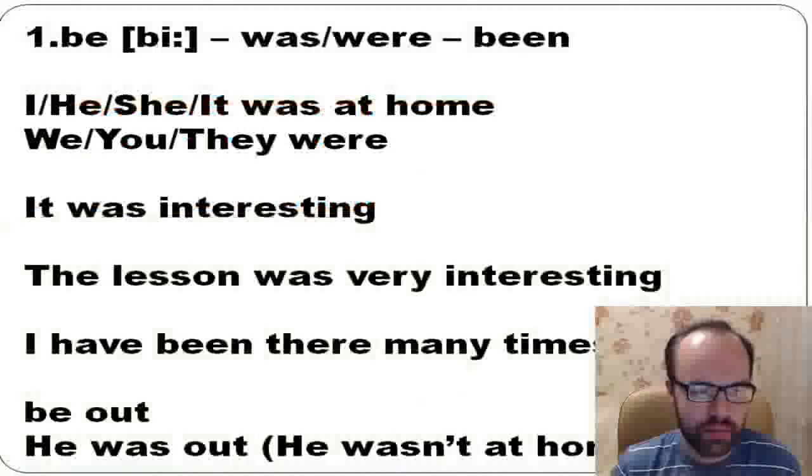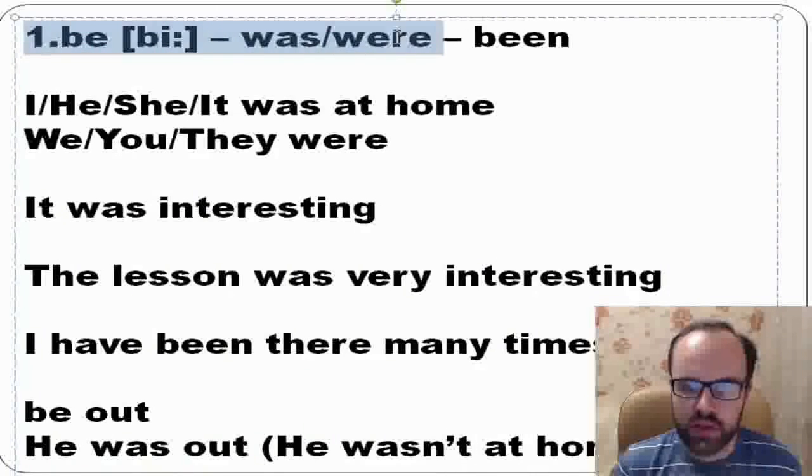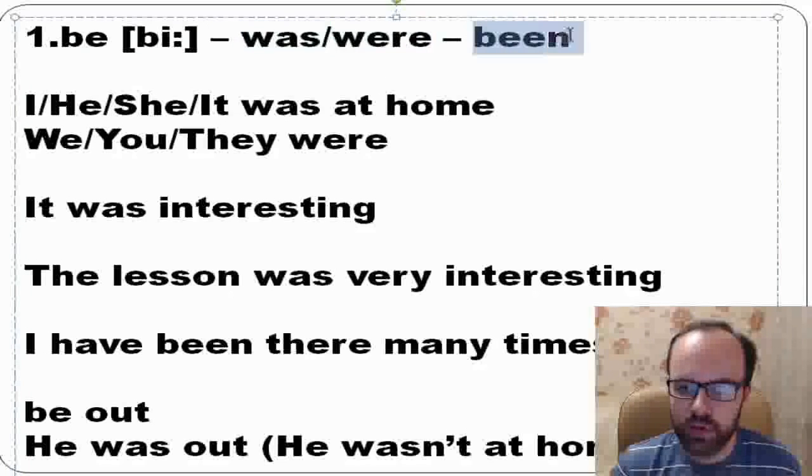So welcome. Be, was, were, been. So you see the verb, then you see the second form, so we use it in past simple, and then you see the third form. So you'll see different examples with the second form and with the third form too. Okay, be, was, were, been.